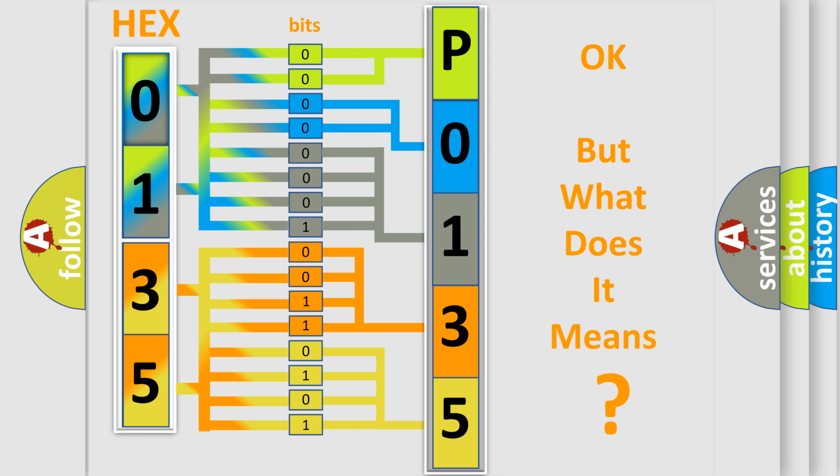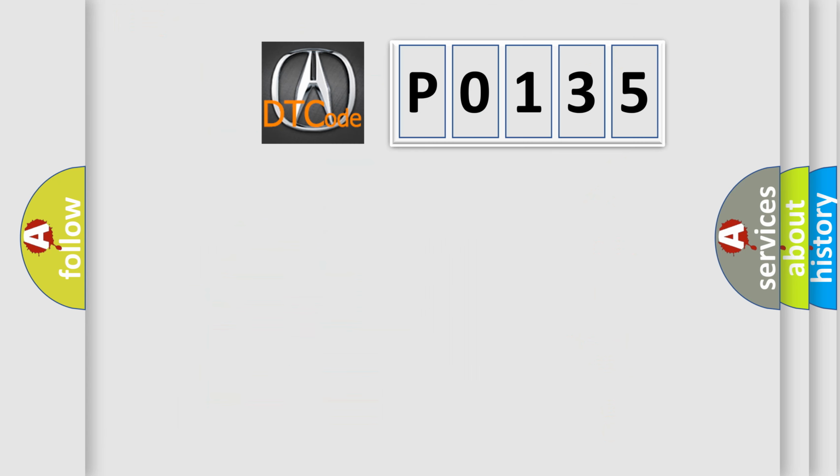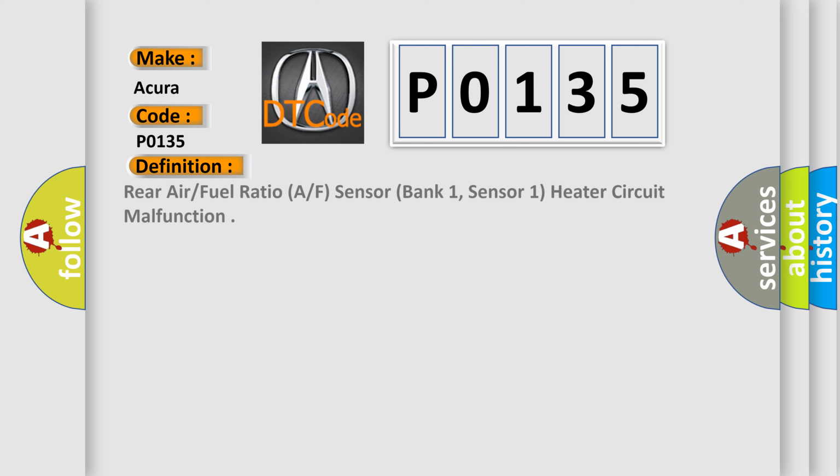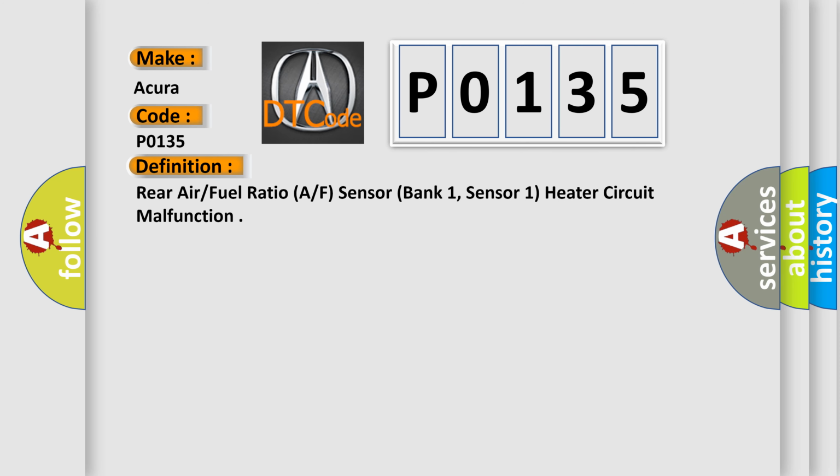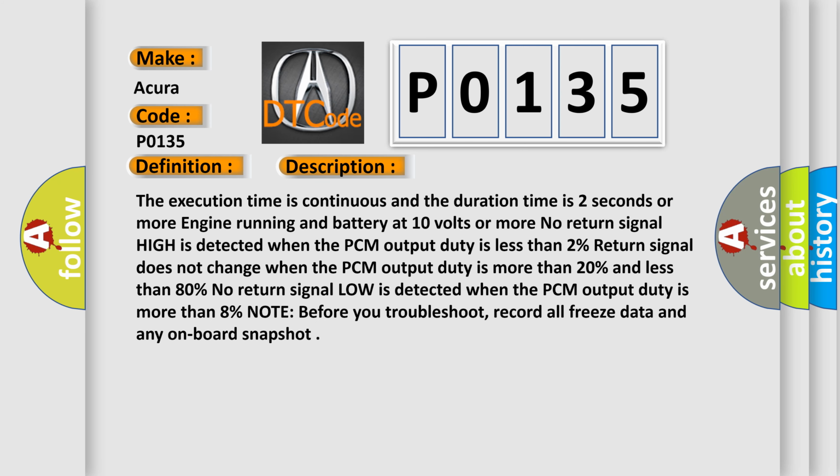The number itself does not make sense to us if we cannot assign information to what it actually expresses. So, what does the Diagnostic Trouble Code P0135 interpret specifically for Acura car manufacturers? The basic definition is rear air fuel ratio AF sensor bank 1 sensor 1 heater circuit malfunction. And now this is a short description of this DTC code. The execution time is continuous and the duration time is 2 seconds or more.